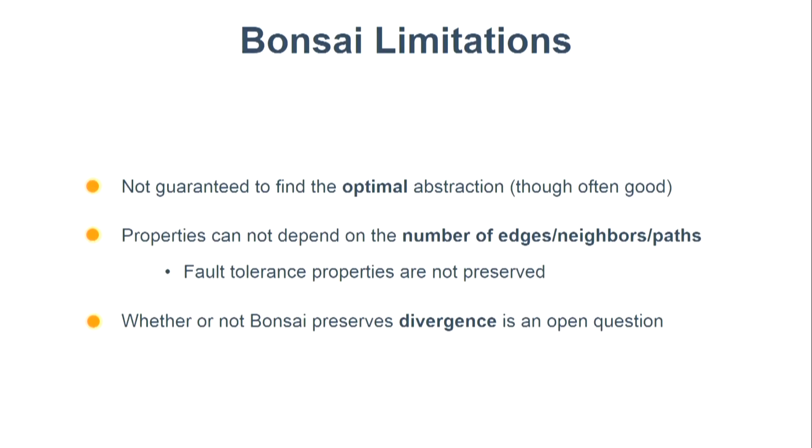The biggest limitation is that while it will preserve the existence of paths, it doesn't preserve the number of paths or the number of neighbors. Indeed, it's trying to reduce the number of paths and the number of neighbors in order to reduce the amount of time it takes to verify those networks. But as a result, it doesn't preserve fault tolerance properties. And so that's an interesting direction for future research as well. The last point is that we haven't studied the problem of whether or not Bonsai preserves divergence. And that might be something that we could look into as well.